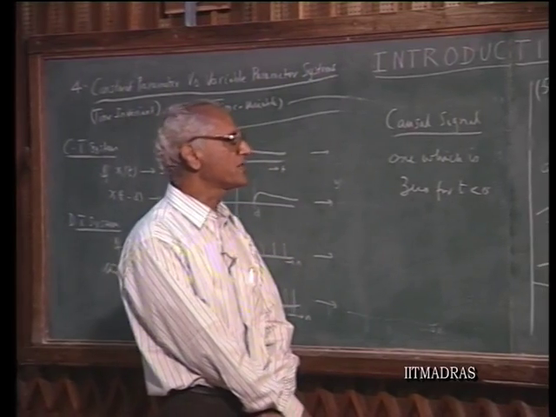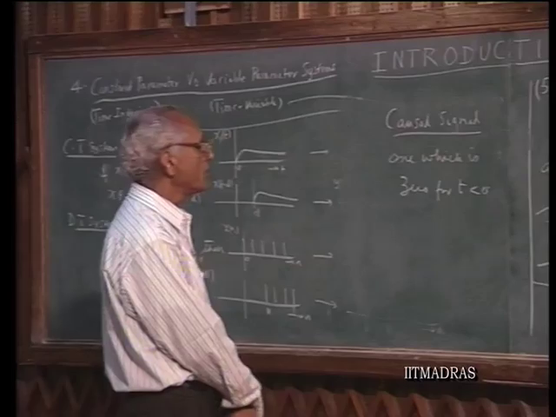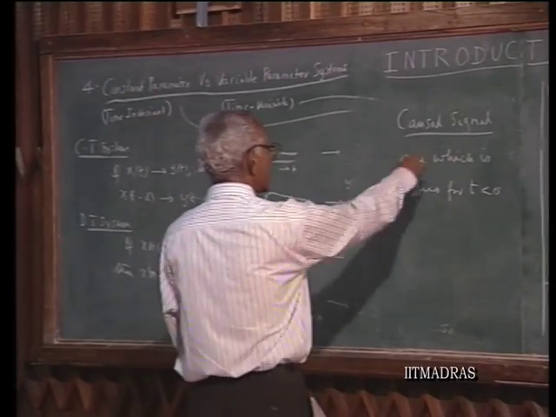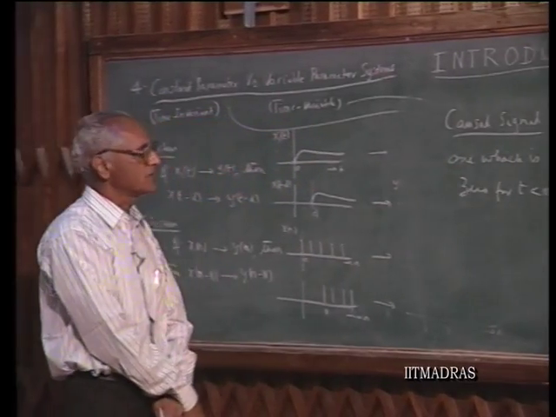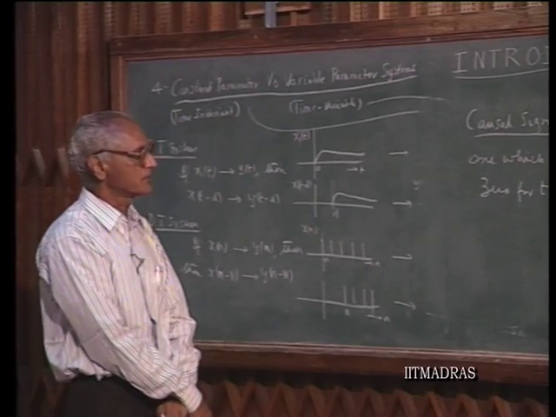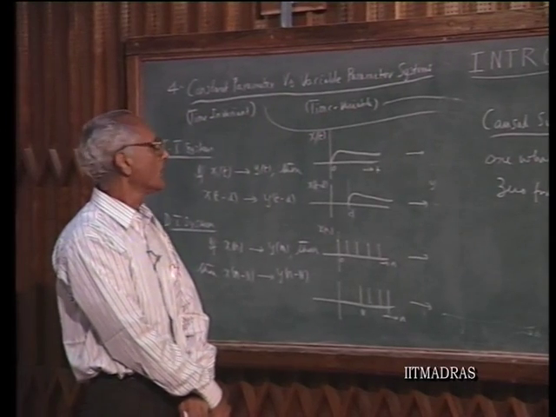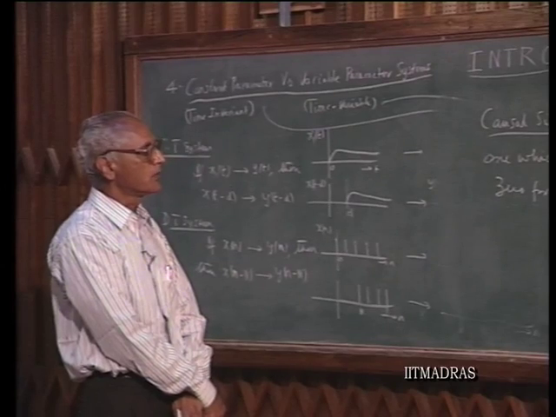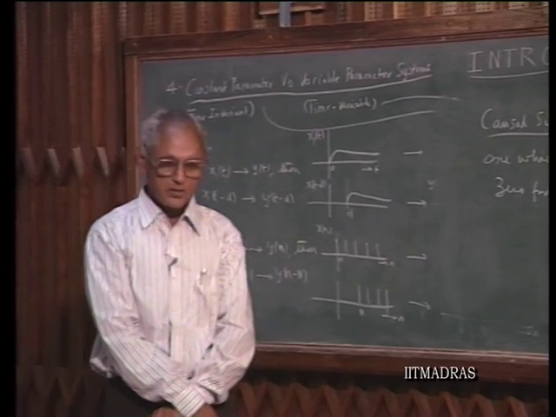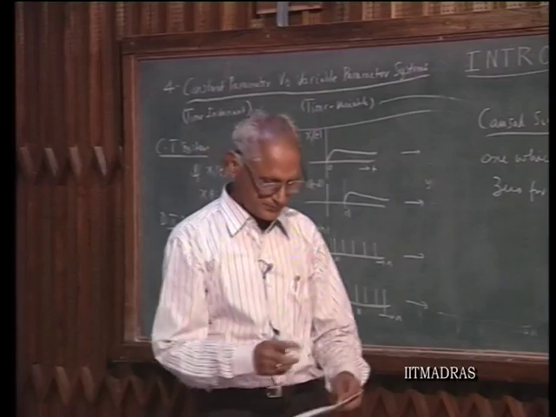Because when we talk about transients in linear systems and so on, it would be nice to have a term which describes all those signals which are 0 for t less than 0. They would call such signals causal signals. So, we can say a causal signal given as an input to a linear causal system will produce a response which is also a causal signal.